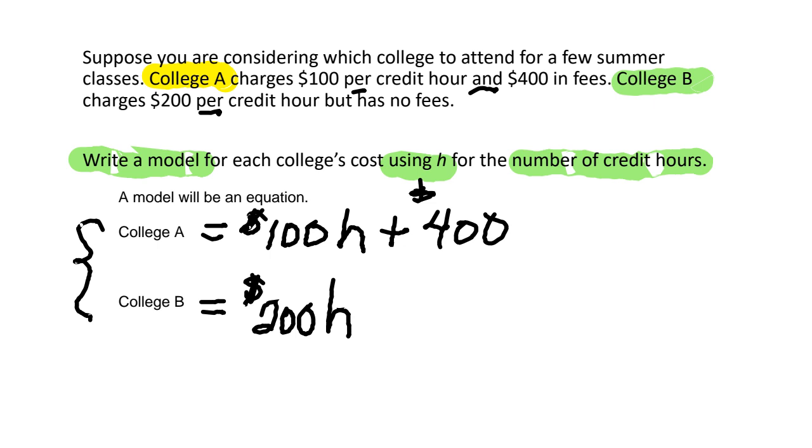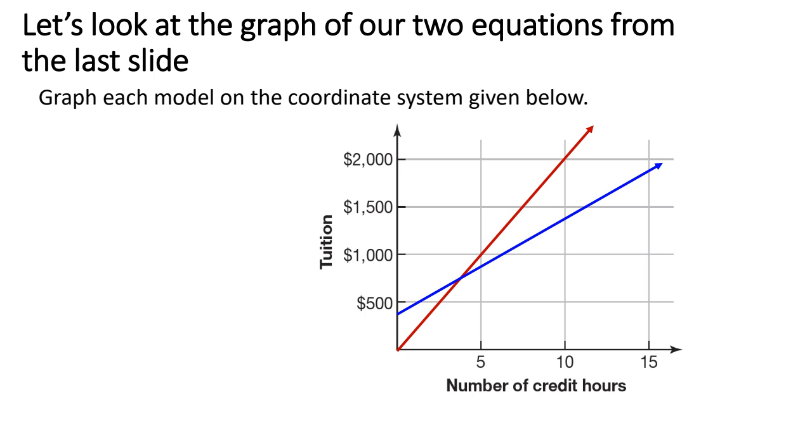College B is 200H. Now, if you had both of these equations and you needed to graph them, you got to put them on the same graph. And this is what's happening. Look at the graph of our two equations.